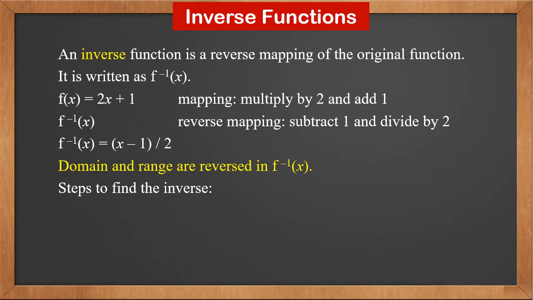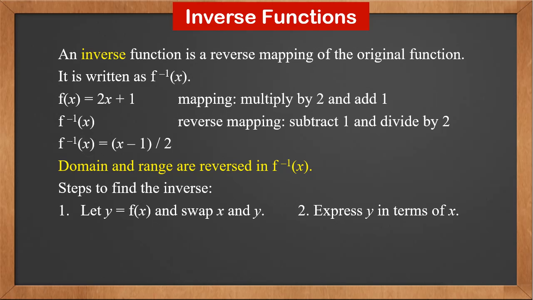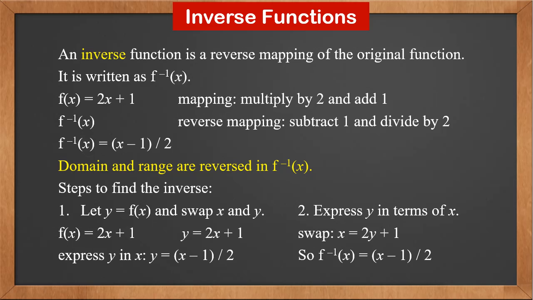Steps to find the inverse are: first, let y equal the function expression and swap x and y in it. Second, express y in terms of x. For example, f of x is 2x plus 1. First, let y equal 2x plus 1, swap x and y and make it x equals 2y plus 1. Second, move terms around to express y in terms of x. Y equals x minus 1 over 2. So f inverse is x minus 1 over 2.